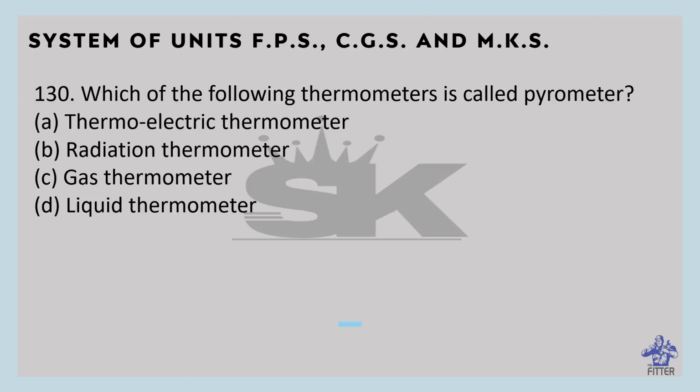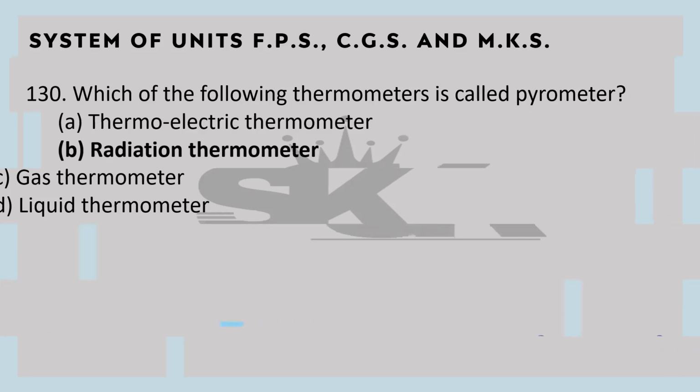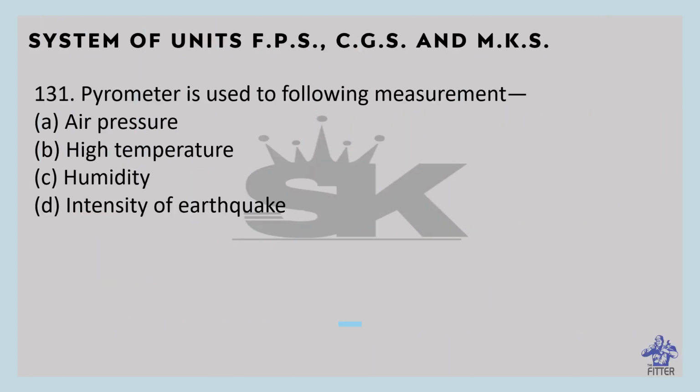Which of the following thermometer is called pyrometer? That is option B, radiation thermometer. Pyrometer is used to measure high temperature. Air pressure is barometer. Humidity, hygrometer. Intensity of earthquake is seismograph.